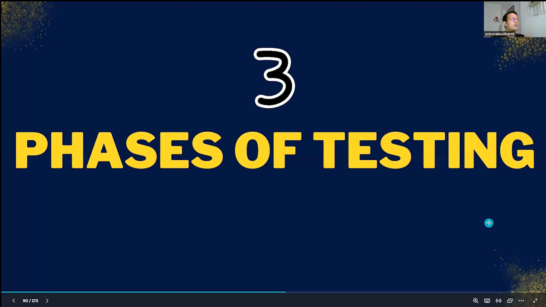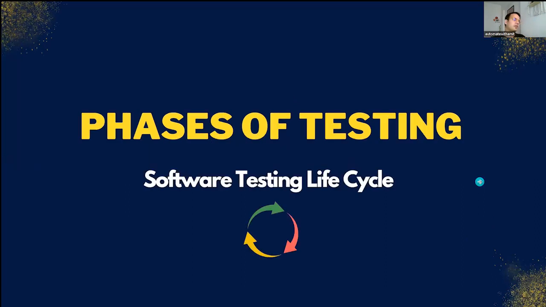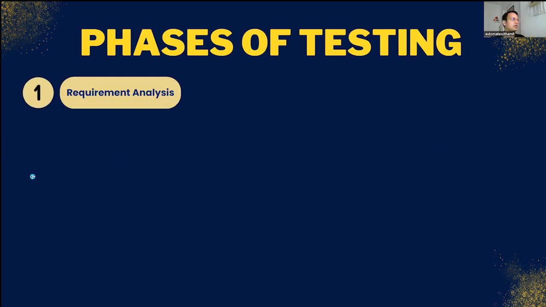Okay, now let's understand the phases of testing. Phases of testing, also known as the software testing life cycle. Whenever any particular software is tested, it has certain phases of testing, so that's why it is called the software testing life cycle. In the life of software testing, what are the different phases the software goes through, we are going to learn here. So the first thing is requirement analysis.